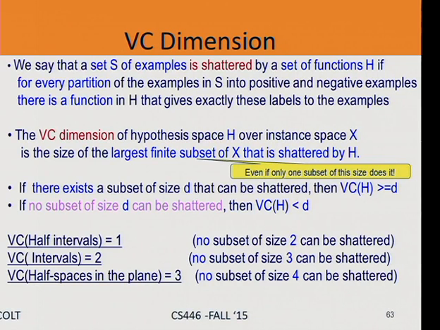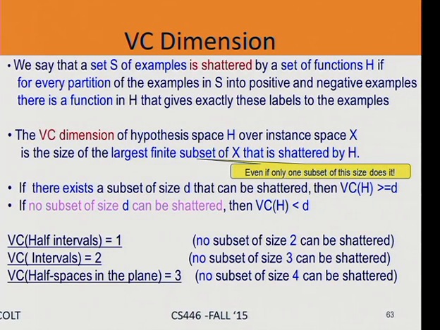If there is no subset of size D that can be shattered, the VC dimension is less than D. Let's go over these examples. This equal here is sometimes confusing. So for half intervals, 0 to A, we showed that the VC dimension is 1. Why? Because we could shatter sets of size 1, but no sets of size 2 we could shatter. Agreed?